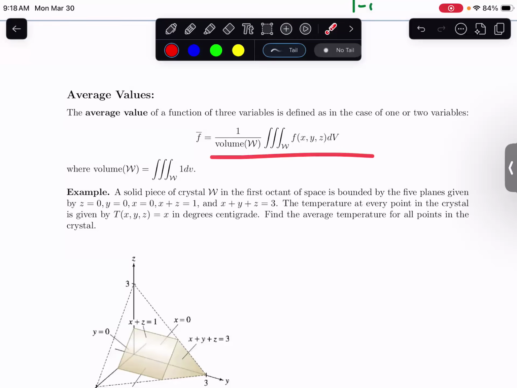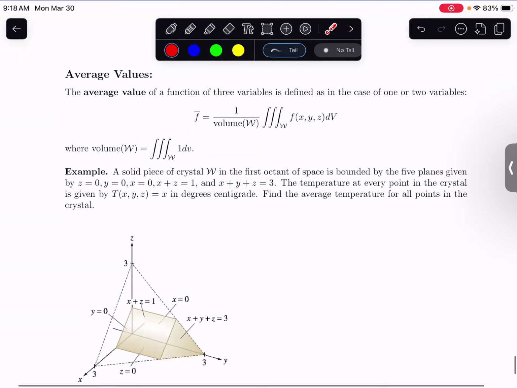But yeah, we talked about average values with respect to single variable and double variable. And now we're going to do it for 3 variables as well. The idea generalizes in the sense that the average value is now the triple integral over your triple variable function. And now instead of dividing by the length of your interval or the area of your domain, it's going to be the volume of the region. So we're now dividing by the volume instead.